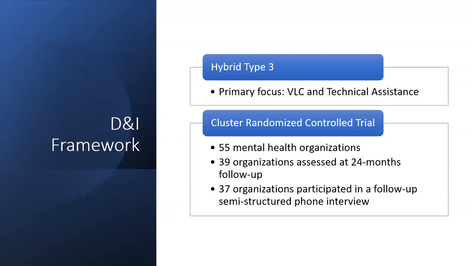But just to give a brief summary of it, they used a cluster randomized controlled trial, and they had 55 mental health provider organizations that were randomized to the implementation of InShape, and 39 of these sites were assessed at the 24-month follow-up period. And all of these sites were invited to participate in an additional 1-hour semi-structured interview by phone to identify adaptations made to InShape. And of these sites, 37 of them participated in the follow-up interview.